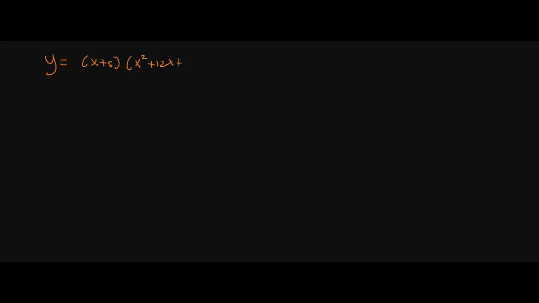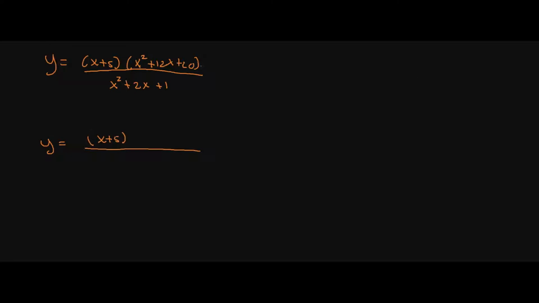x squared plus 12x plus 20, all divided by x squared plus 2x plus 1. All right, so we want to identify our x-intercepts and vertical asymptotes, but before we do that, it's going to be really important that we turn everything into factored form.